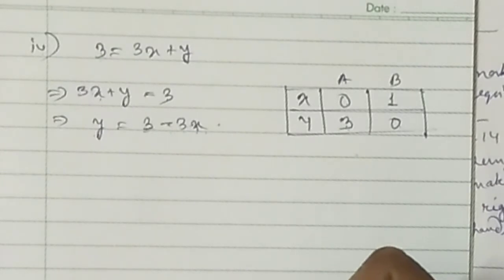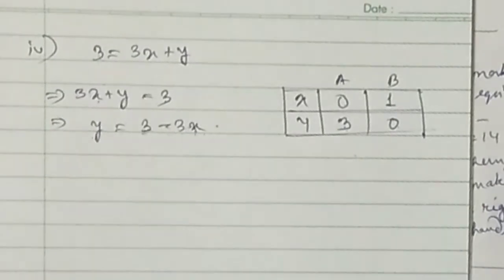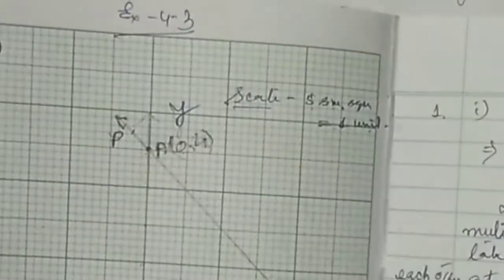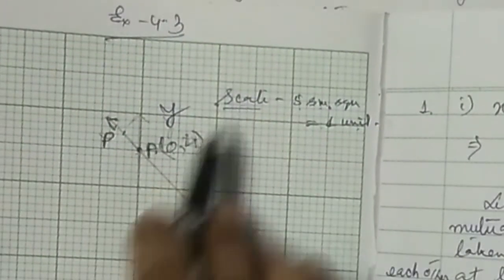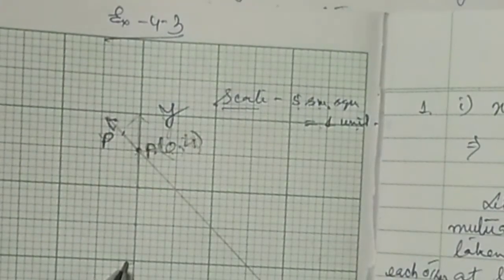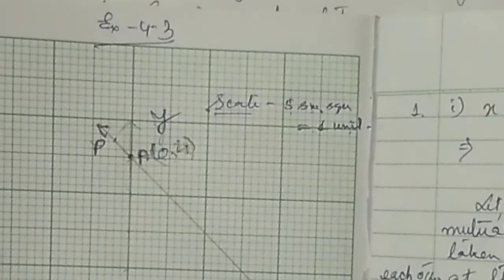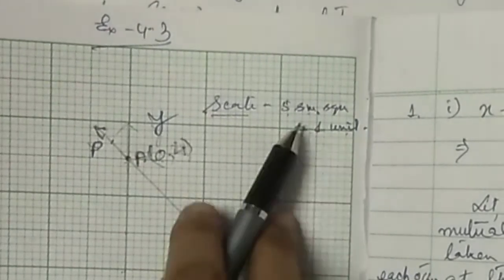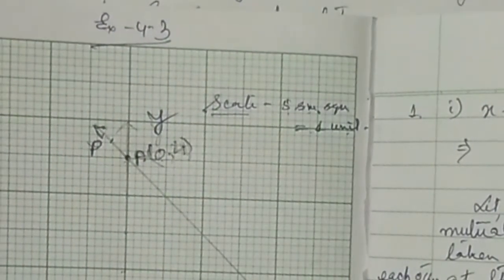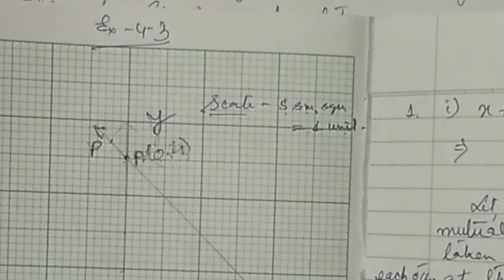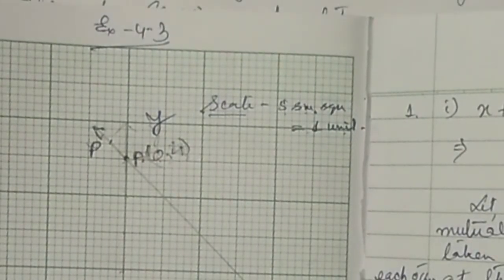You can do the rest of the sums by yourself, and it is very important to mention the scale above there. Scale: in my graph I have taken 5 small squares as 1 unit. If your squares are very small, you can take 10 small squares as 1 unit, or you can take anything else as you like.